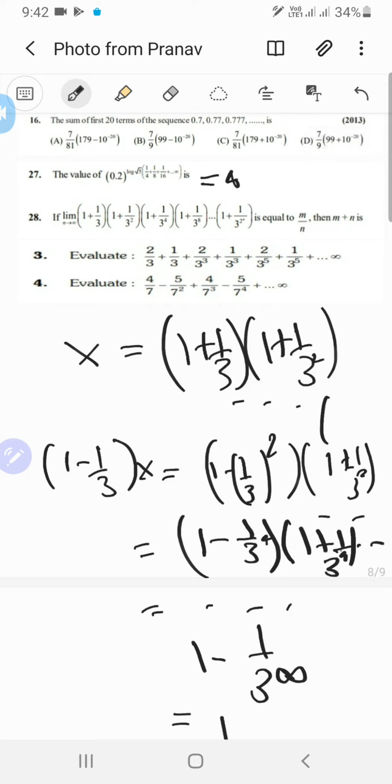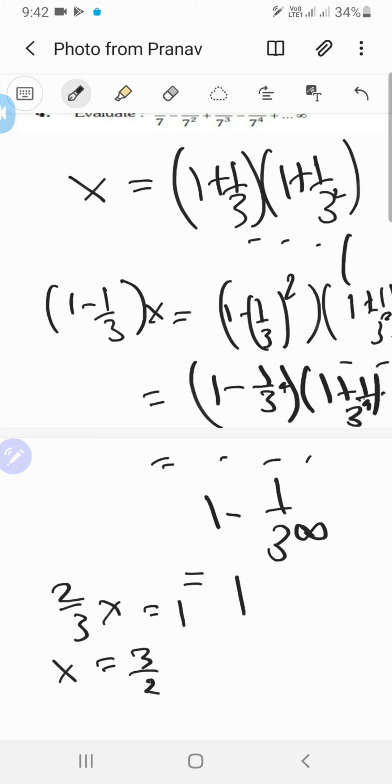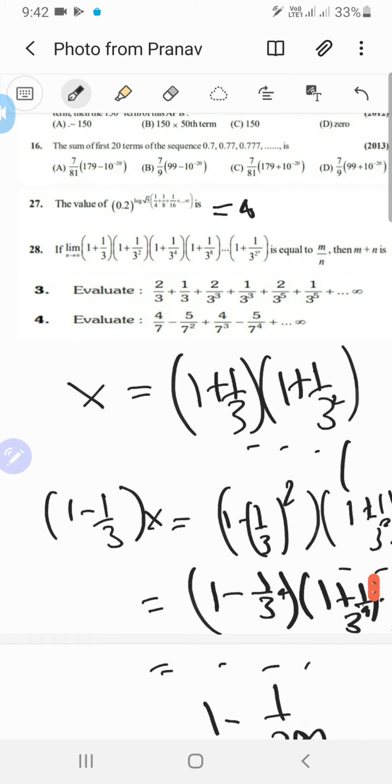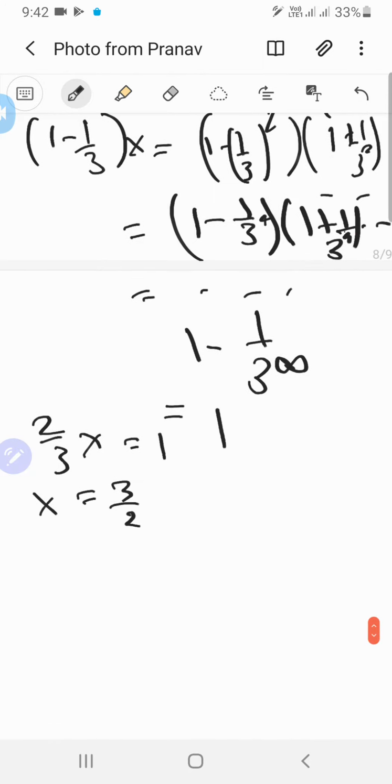So yeah, that's nice. This is really nice. It's a nice question. Okay, so this is supposed to be equal to m by n. What is this? This is 3 minus 1, which is 2. So 2/3 of x equals 1. So x equals 3 by 2. Then m plus n, I suppose m and n are co-prime integers. So this is m, this is n. So m plus n is equal to 5.